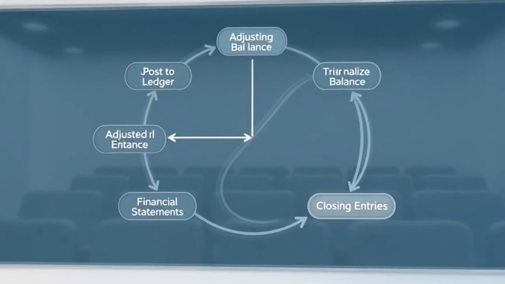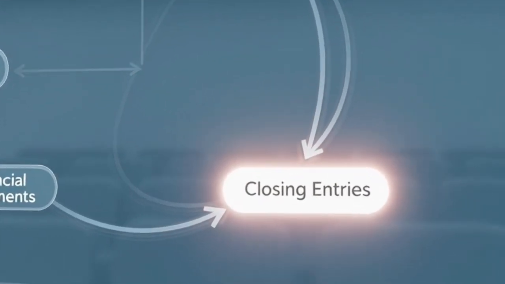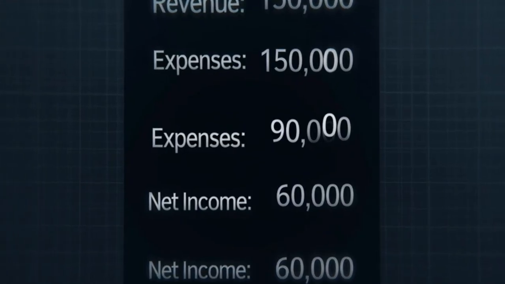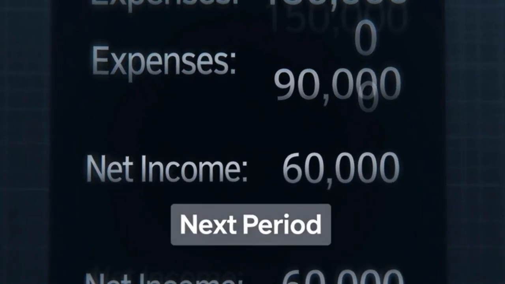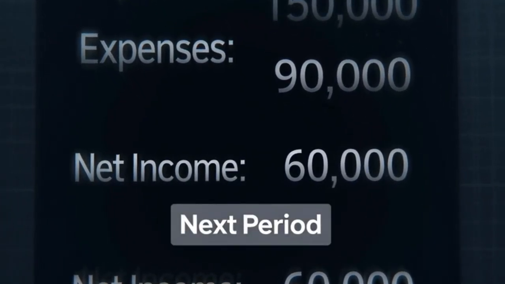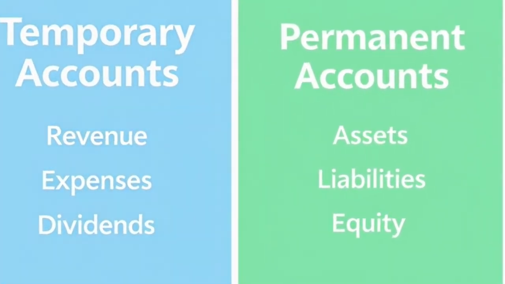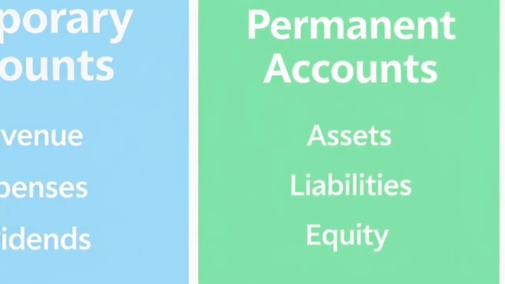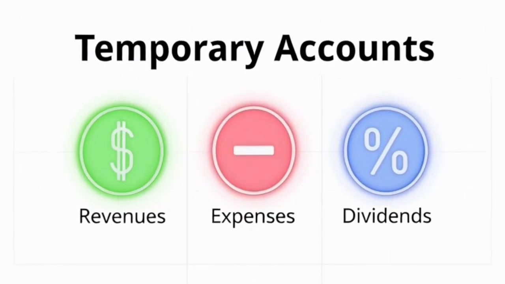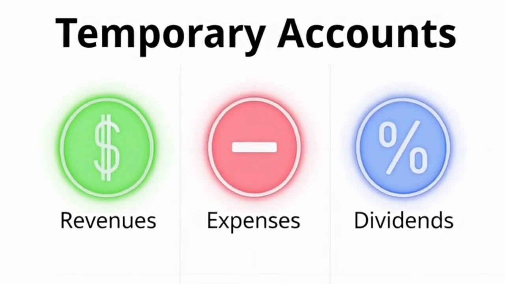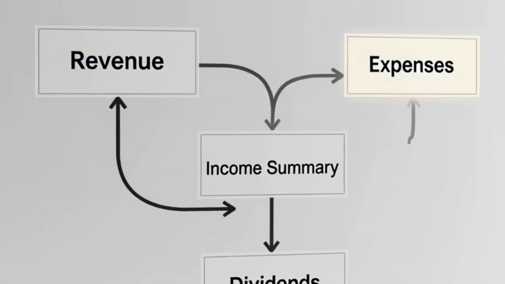The closing process is the final step in the accounting cycle. The purpose of closing is to reset temporary accounts for the next accounting period. Only temporary accounts are closed, while permanent accounts continue into the next period. Temporary accounts include revenues, expenses, and dividends. The closing process follows a specific sequence to ensure accurate financial reporting.